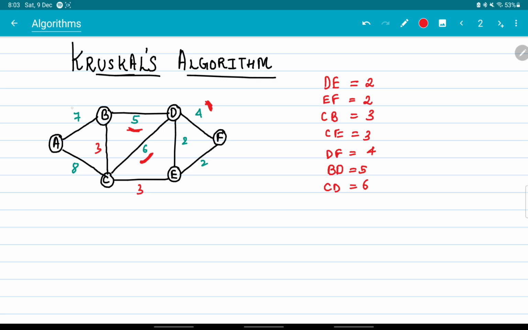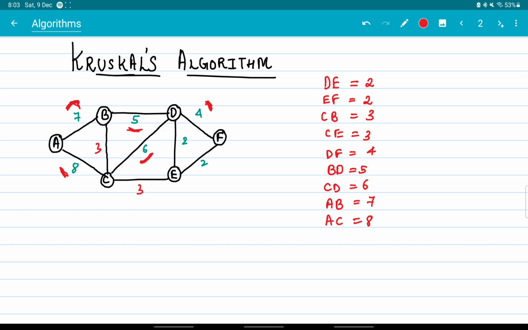The next number is 7. It is for edge AB. So AB has a value 7, and then the largest one is edge AC where the cost is 8. So now if you can see, I have covered all the edges with their cost values in the increasing order from 2 to 8, right? So my first step is done. I have got the list of edges.